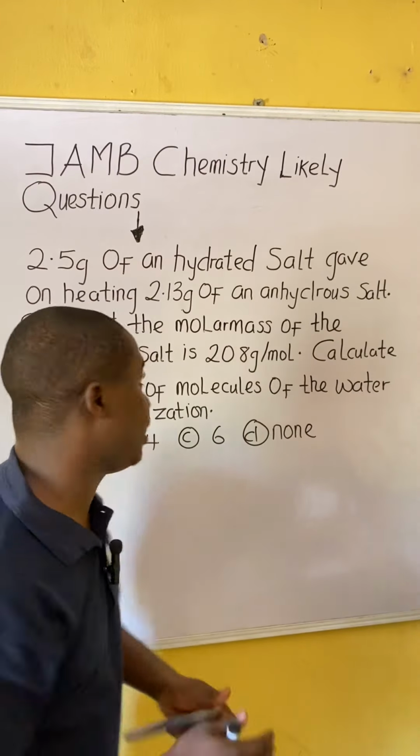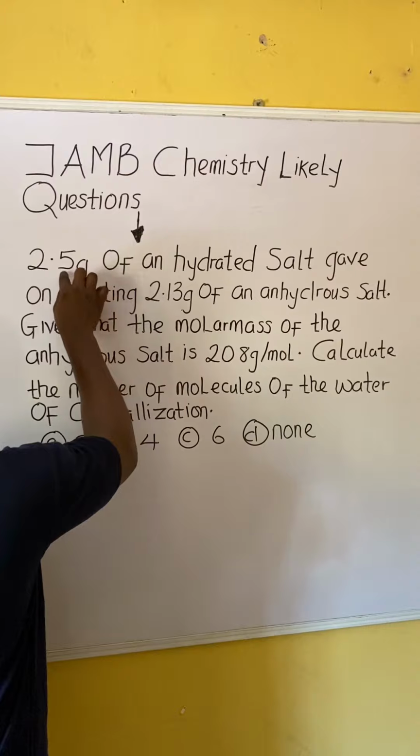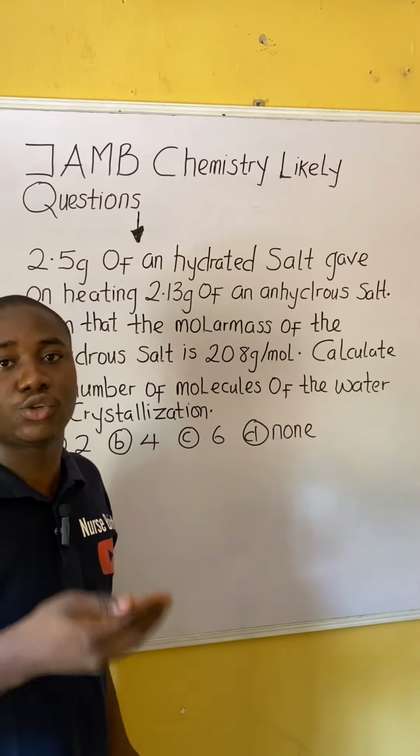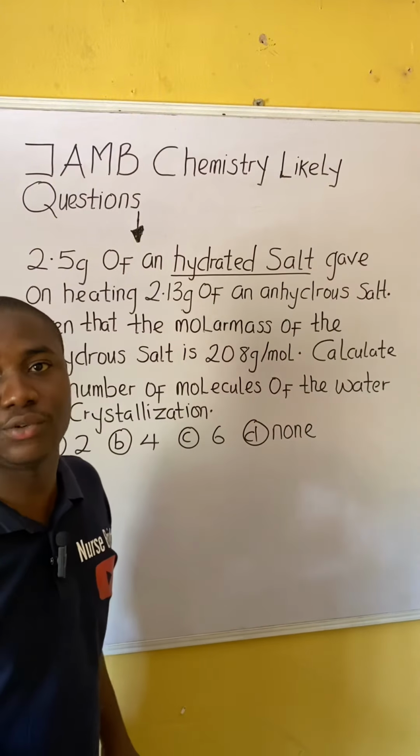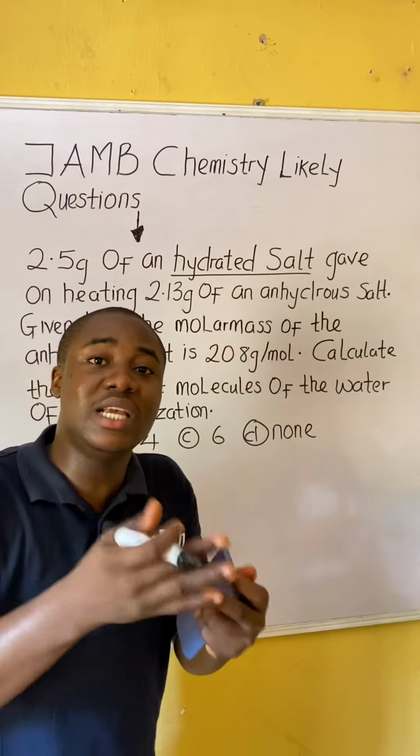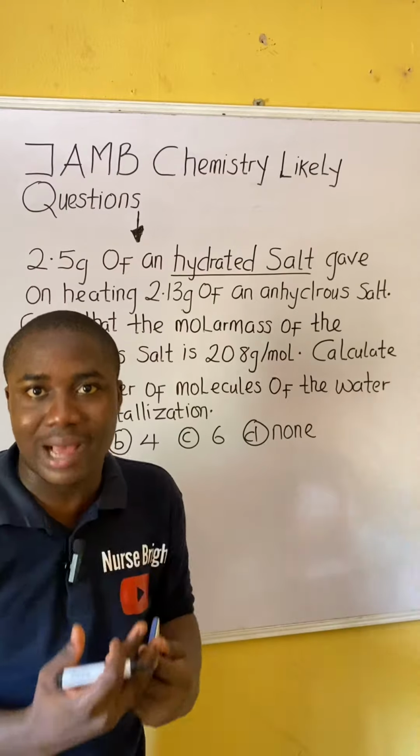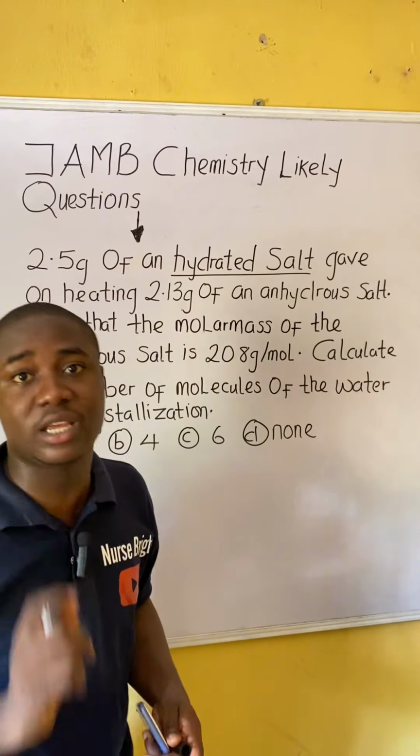The question says 2.5 grams of anhydrated salt. All right. So the first question you ask yourself, what is anhydrated salt? Anhydrated salt is a salt with water in it. Are you there? Listen carefully.